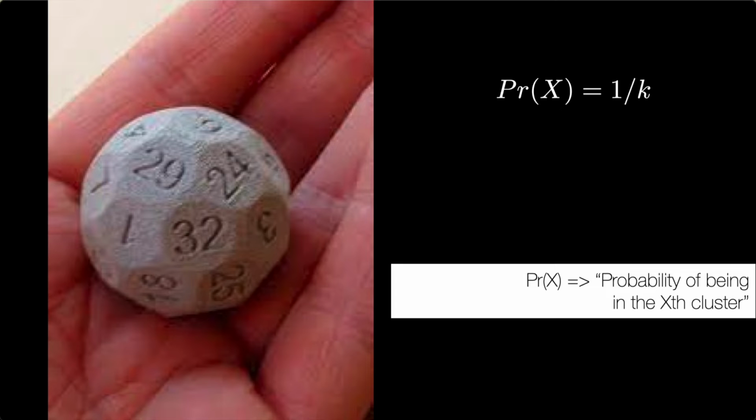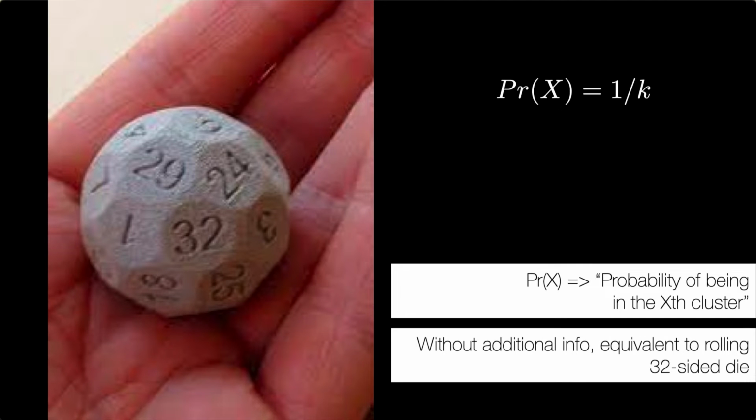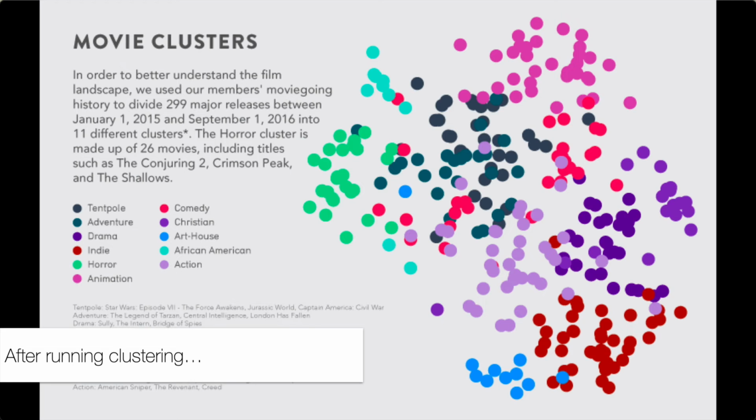Because at the moment we have no understanding or insight into what these different clusters are, the best guess we can have about the probability of being in a particular cluster is just 1 over k. How many different clusters do we have? And we have a uniform probability across all of these clusters. In this case, we set k equals 32. This is equivalent to rolling a 32-sided die, and we get the probability of being in a particular cluster, the X cluster, as 1 in 32, or about 3% for each individual cluster.